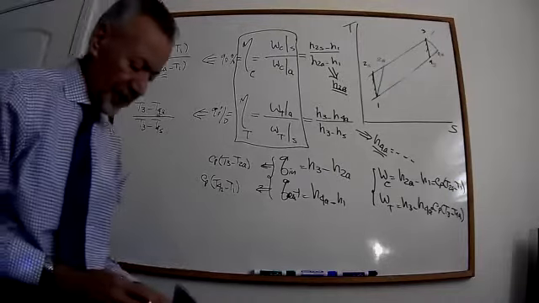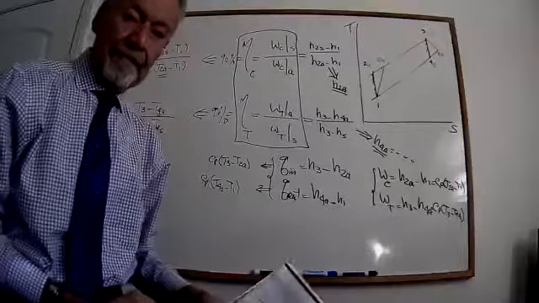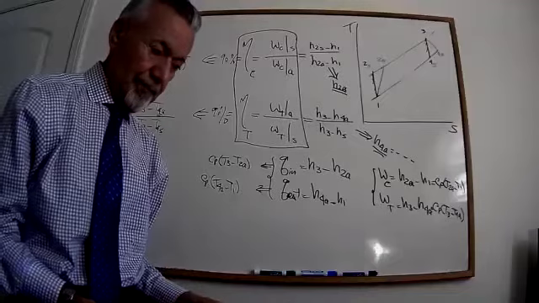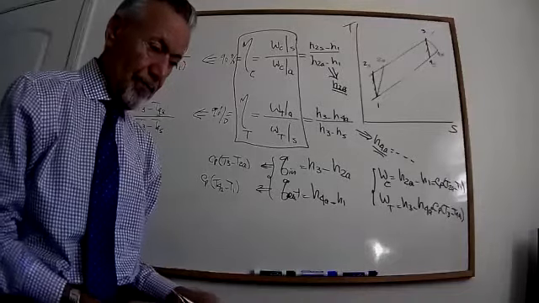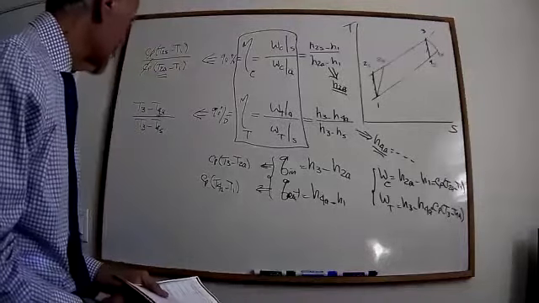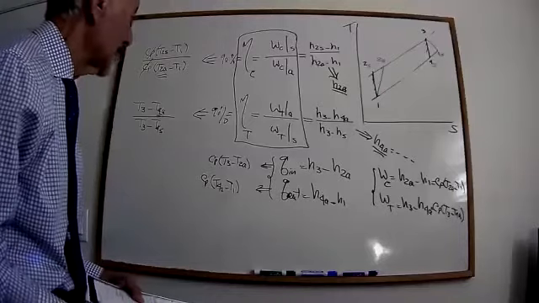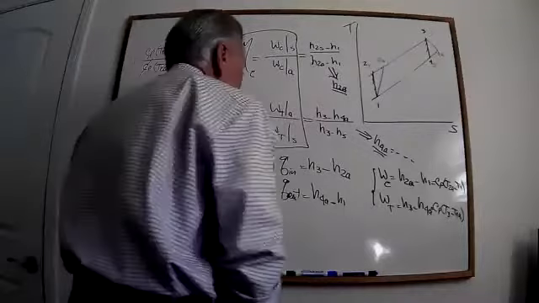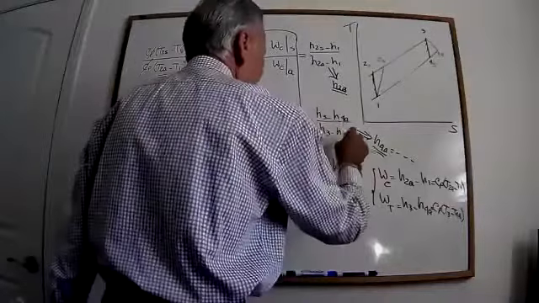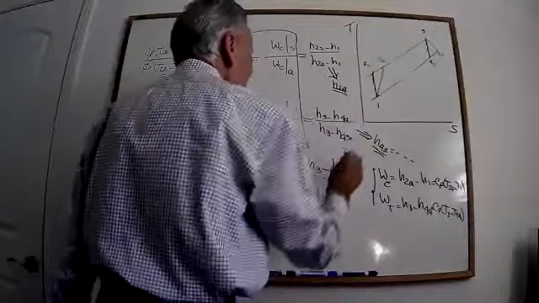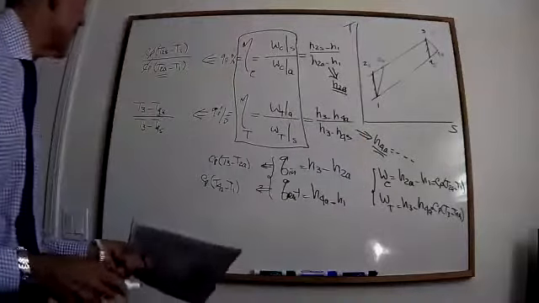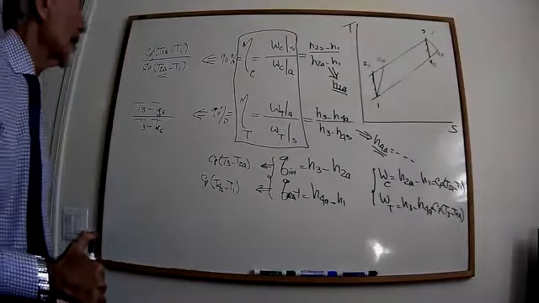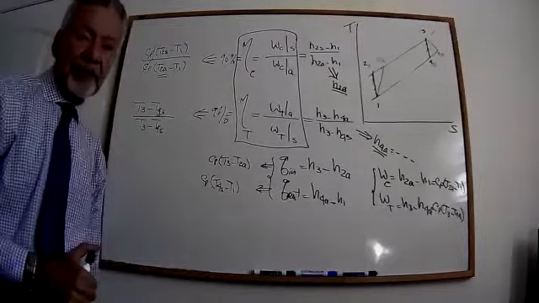Any questions? Professor, for the efficiency of the turbine, that's the eta of T, WT over H3 minus H4A over H3 minus, is that supposed to be H4S? Yeah, I'm sorry, I forgot the 4. Okay, thank you. Any other questions?